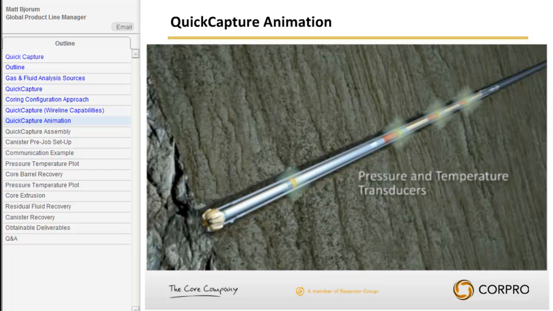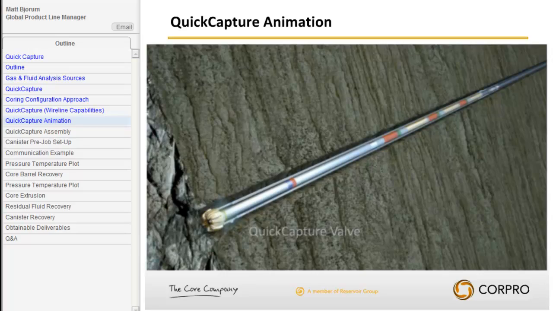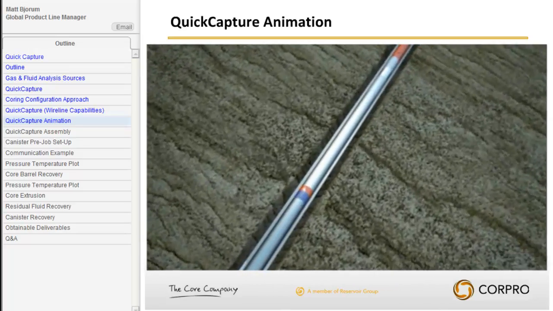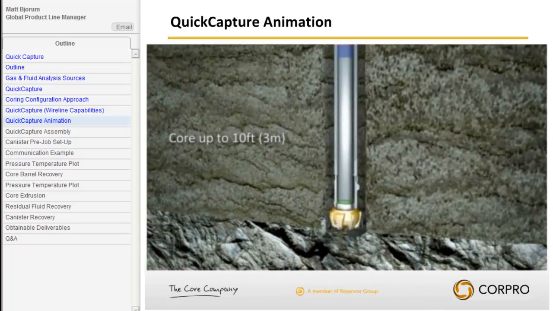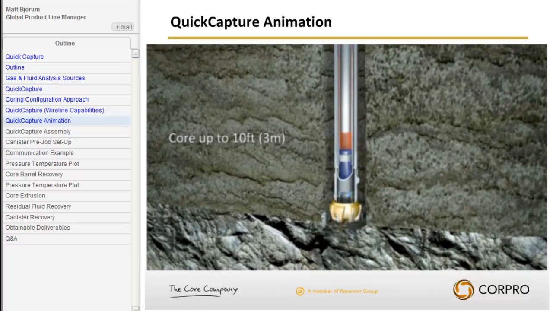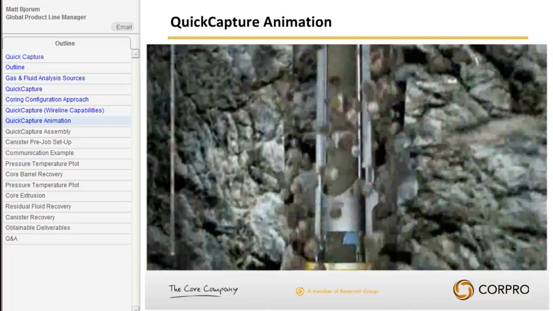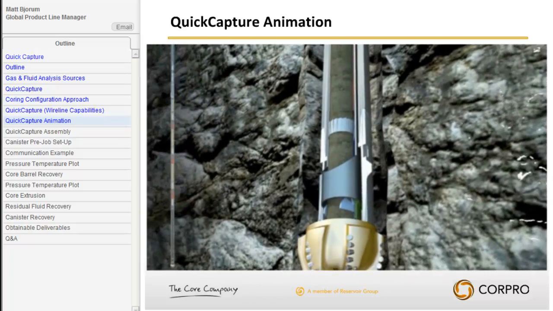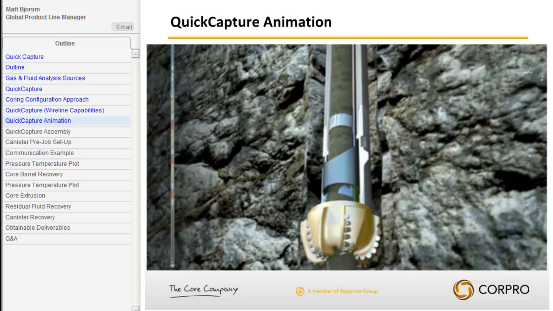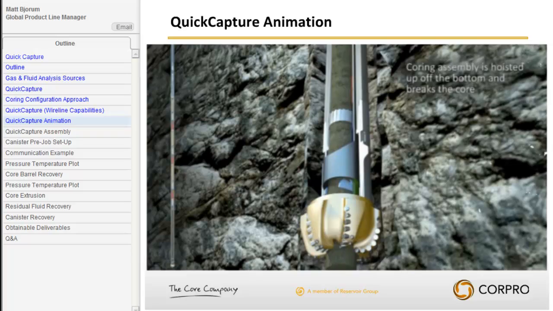Pressure and temperature transducers monitor coring operations and the trip out of the hole. All of the core and associated gases and fluids in the tool are sealed by a valve. Coring then commences, collecting up to 10 feet (3 meters). After the interval is cored, the assembly is hoisted off bottom to break the core at the bit.